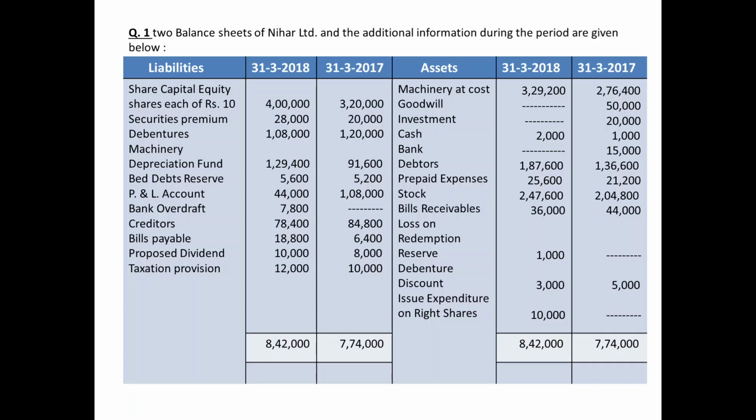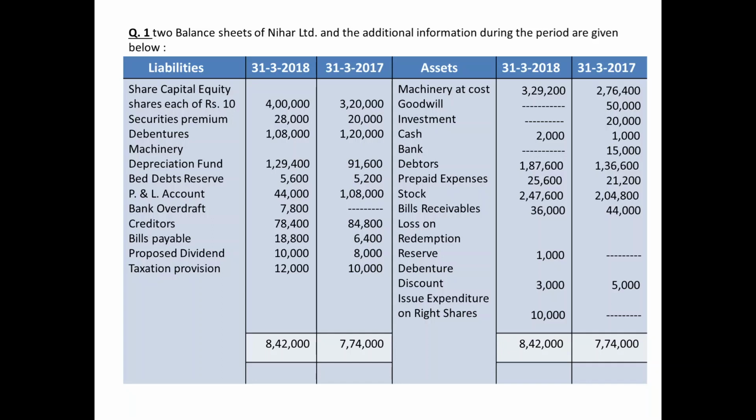See question number 1. It is there on the screen. Two balance sheets have been given. One for the current year, that is 2018, and one for the last year, that is 2017. Let me draw your attention to these two balance sheets. After liabilities, the first column is 31st March 2018, that is the current year, for which we have to prepare the fund flow statement. And then afterwards 2017, that is the last year.